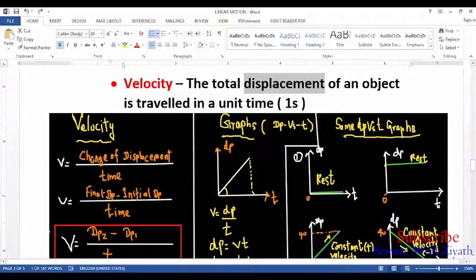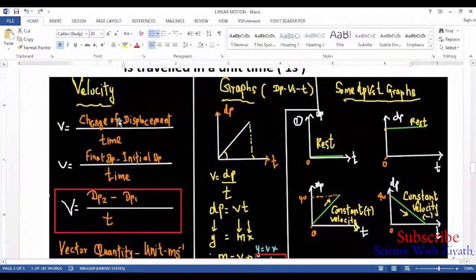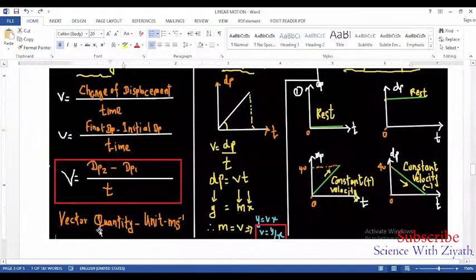So the definition for velocity is change of displacement over time. The velocity is equal to final displacement minus initial displacement over time. I take the final displacement as displacement 2 and the initial displacement as displacement 1, over time. Look here, velocity is what quantity? Vector quantity.